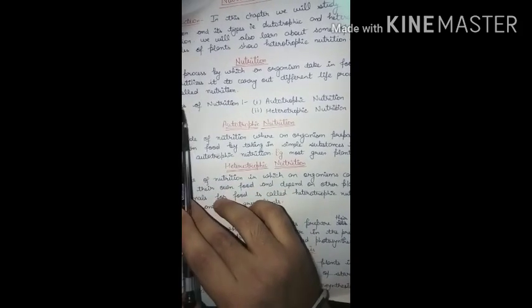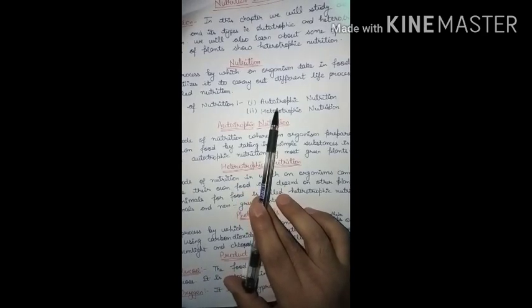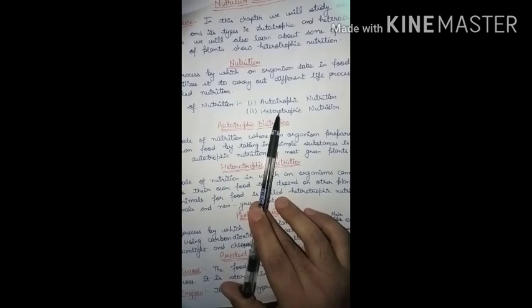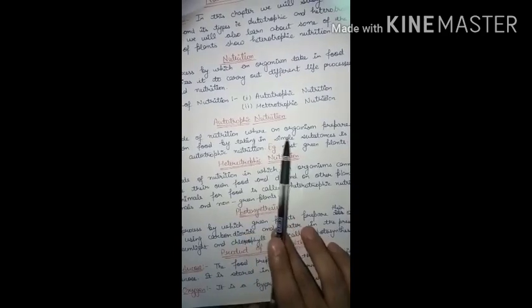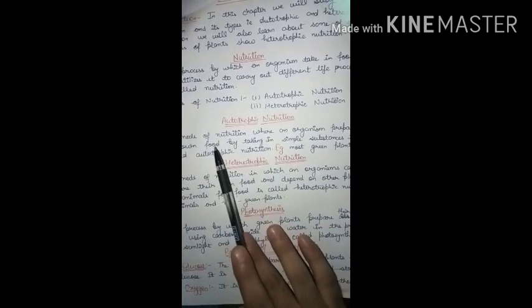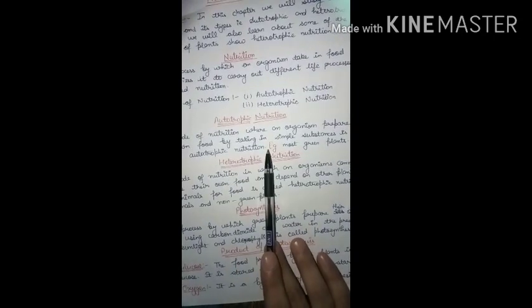Now the types of nutrition: there are two types of nutrition. First is autotrophic nutrition, another one is heterotrophic nutrition. Now what is autotrophic nutrition? The mode of nutrition where an organism prepares their own food by taking in simple substances is called autotrophic nutrition. So autotrophic nutrition is a mode of nutrition in which the organism prepares their own food by themselves. This type of mode of nutrition is called autotrophic nutrition.